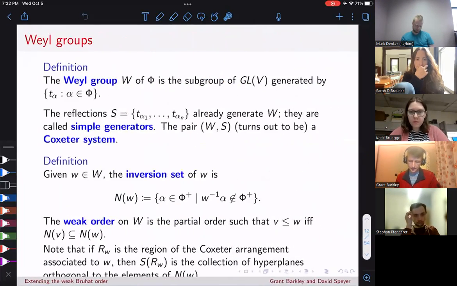Okay, so let's take a look at, oh, I thought I had a symmetric group. There's a, okay, well, I'll get to that in a second. Okay, so yeah, this is the same definition.